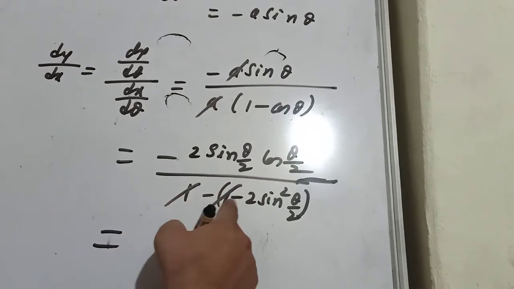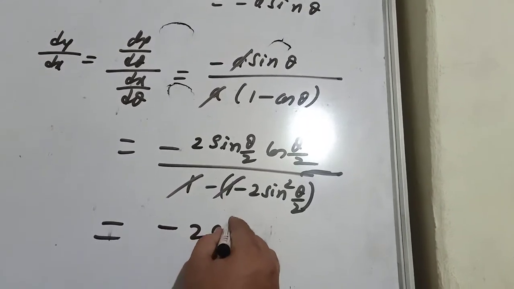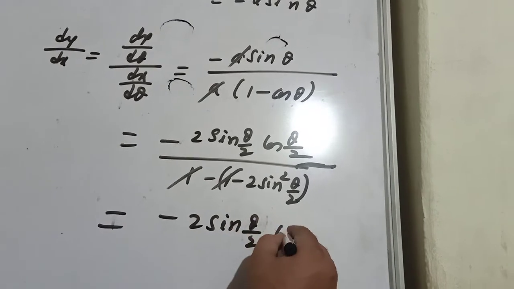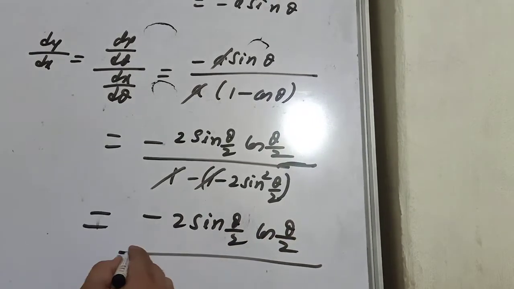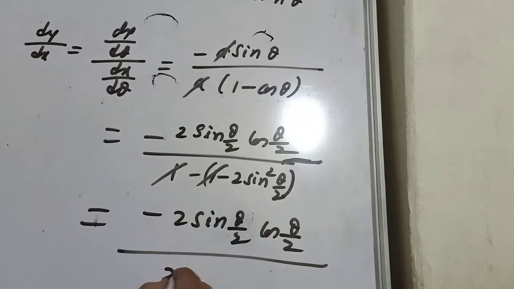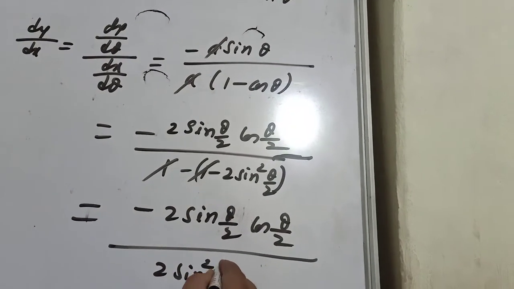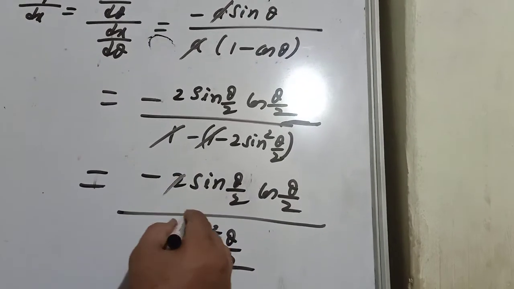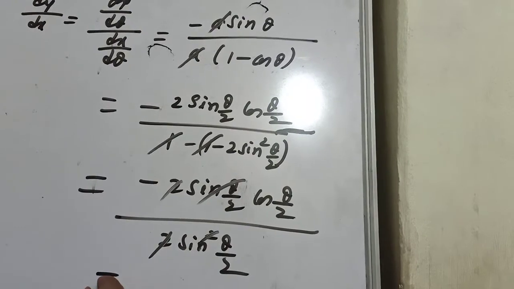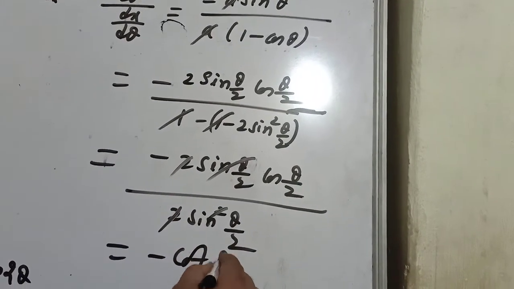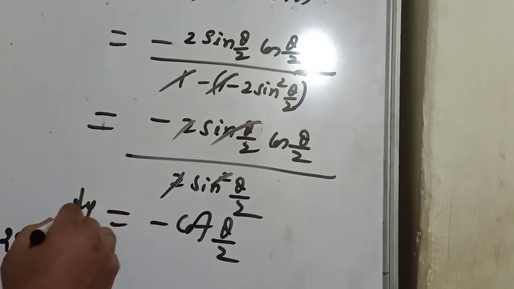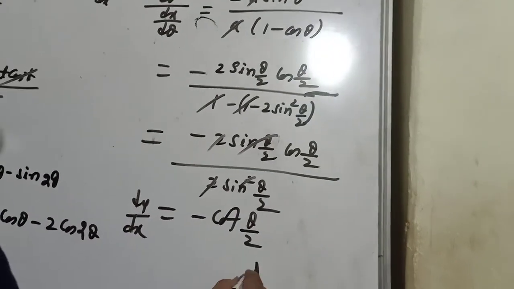1 cancels, minus minus is plus. This is minus 2 sin theta by 2 cos theta by 2 upon 2 sin squared theta by 2. 2 cancels, sin theta by 2 cancels, minus cot theta by 2. This is the value of dy by dx.